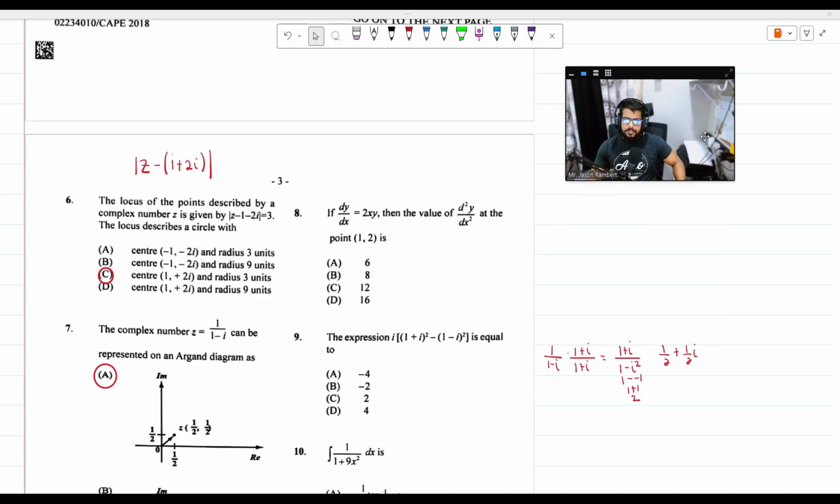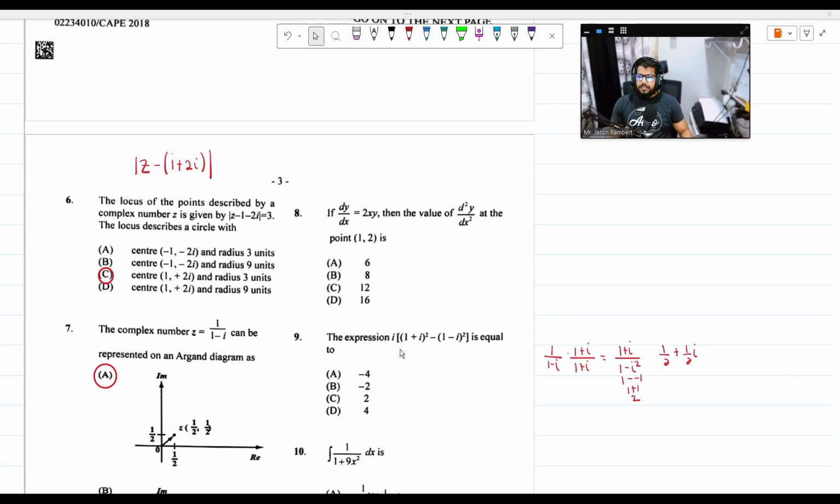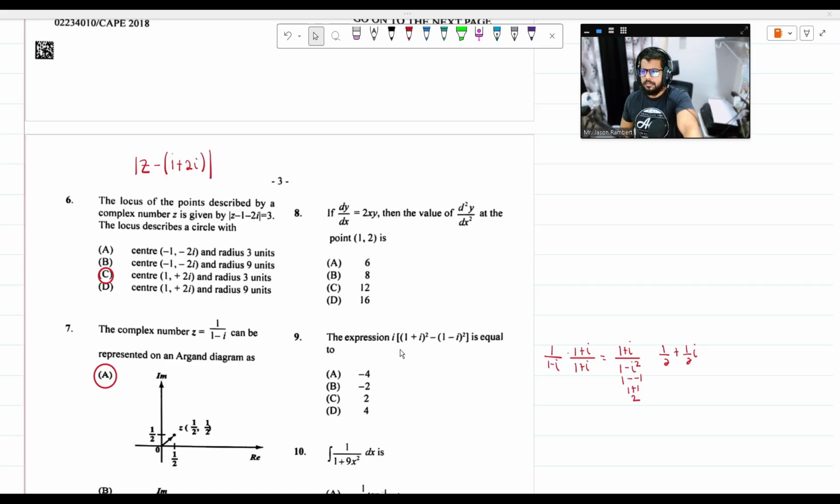Number 8. If dy/dx is equal to 2xy, then the value of, okay, so we have our product rule here. Let me see how best we can tackle this product rule, right? Let me just center this a little bit. Why am I not centered? Right, much better. Okay, let's go. It's going to be v by du/dx plus u by dv/dx, which is going to be 1 by dy/dx. Cool.